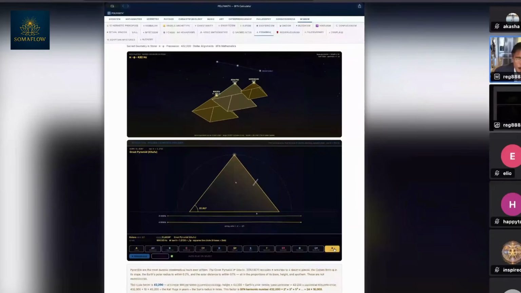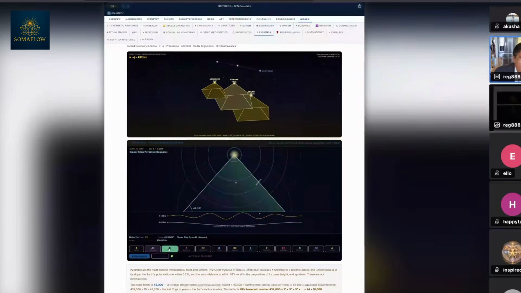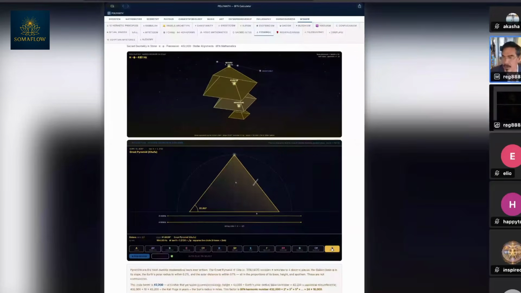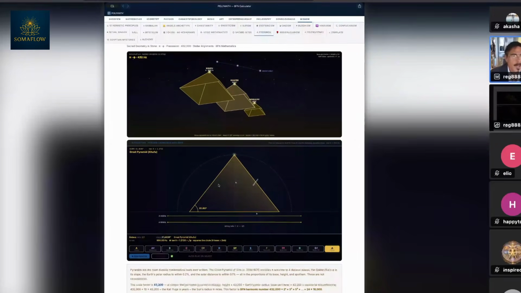And then this one is the Great Pyramid. So these are the notes it's basically going through. Kind of cool, right? Okay, so this is the sound of the pyramid.